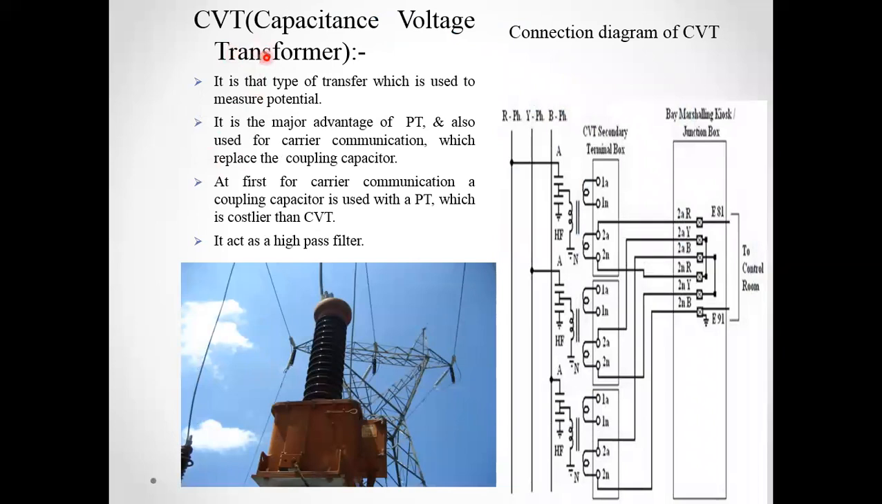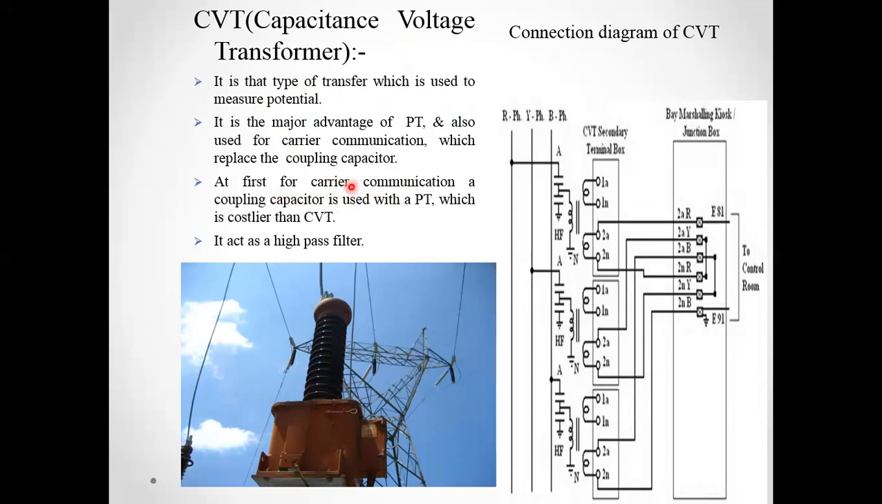Then we will study about the CVT. So what is CVT? CVT is the capacitance voltage transformer. It is the type of transformer which is used to measure the potential. Potential means the voltage. It is a major advantage over the potential transformer, and it is also used for carrier communication, where it replaces the coupling capacitor.